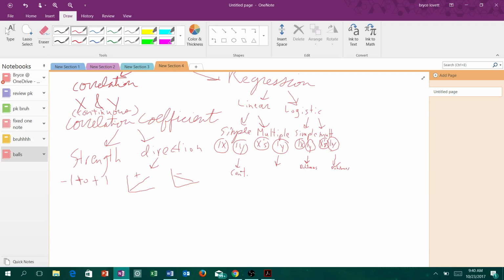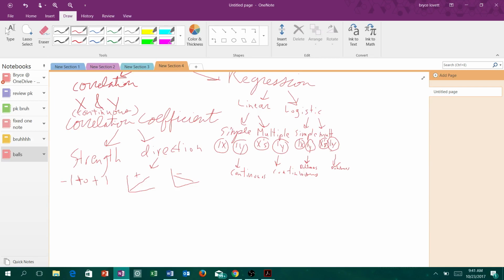And the y here is continuous as well. Again, how about the x's? The x's can be anything. They can be anything. So that is basically the chart.